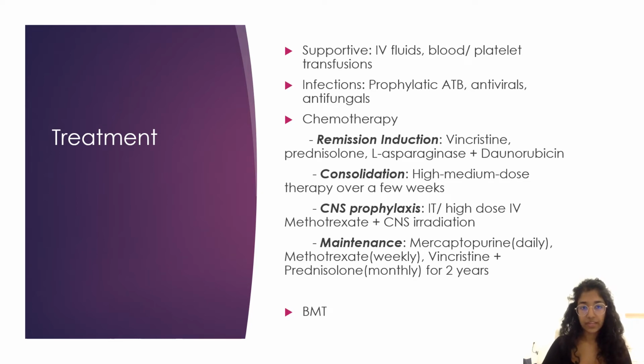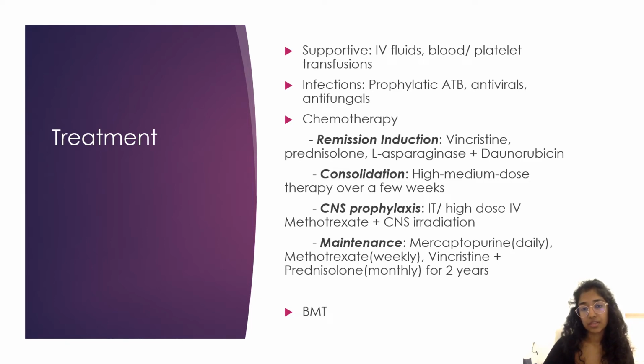CNS prophylaxis is especially important in the case of ALL because you have meningeal spread to the brain, which leads to headaches, nerve palsies, etc. So you give them intrathecal or high-dose intravenous therapy of methotrexate, as well as make use of CNS irradiation.